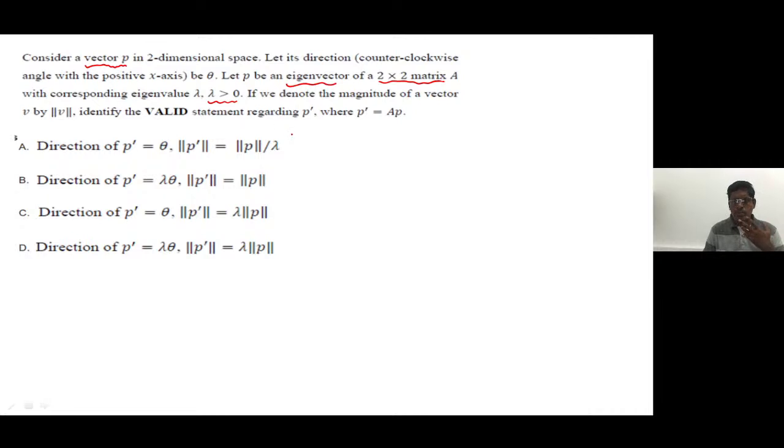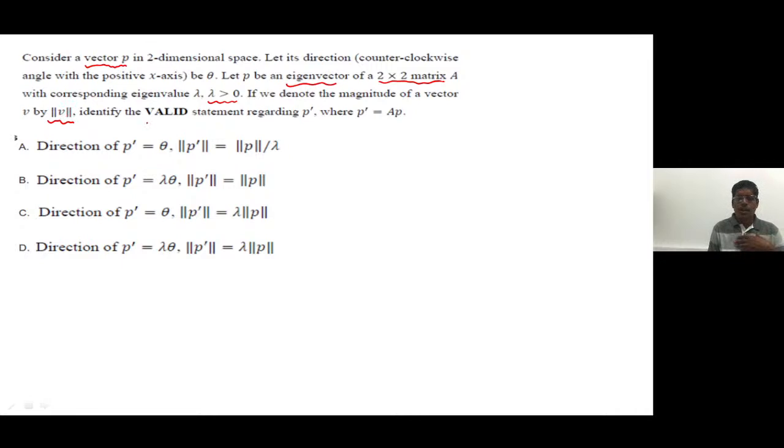Here A is a 2 by 2 matrix. You will be getting two eigenvalues automatically. If we denote the magnitude of a vector V, that is magnitude means length or norm. For the vector V, both sides left and right, if you write two standing lines, that is the symbol for length or magnitude. If you write only one line, that symbol stands for determinant.